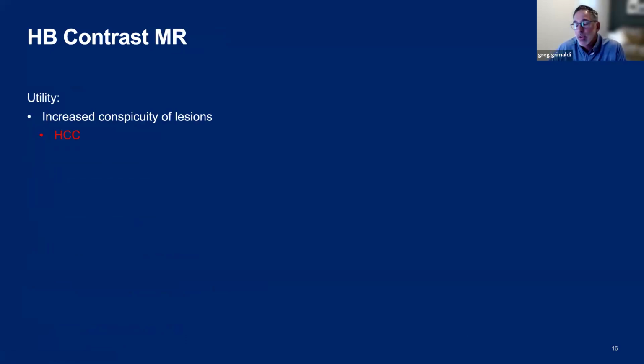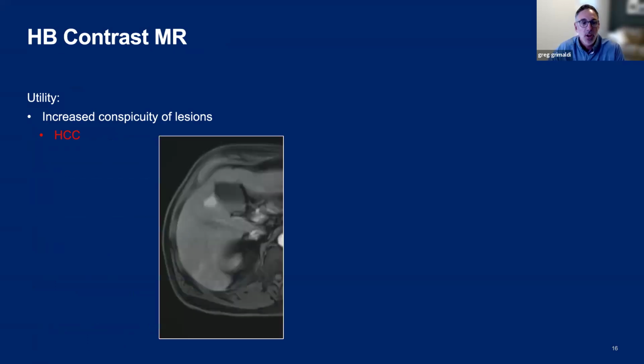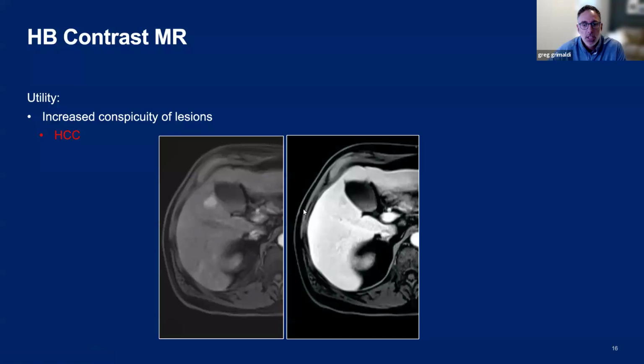Well, it can help us increase conspicuity of lesions. And again, if I go back to a hepatocellular carcinoma, this is the same patient that I showed earlier that had that mildly T2 hyperintense lesion in the right hepatic lobe. We can see that the lesion is homogeneously hypervascular. At portal venous phase, it washes out, which is a characteristic of HCC. If you're wondering what the definition of washout is, it's a temporal reduction in enhancement in whole or part of a lesion compared to background liver.